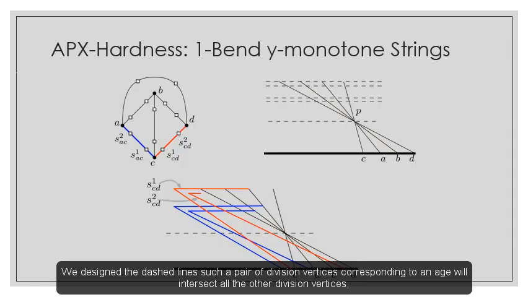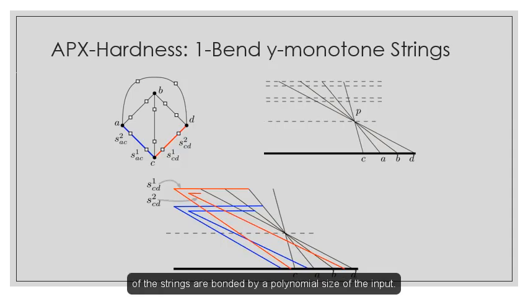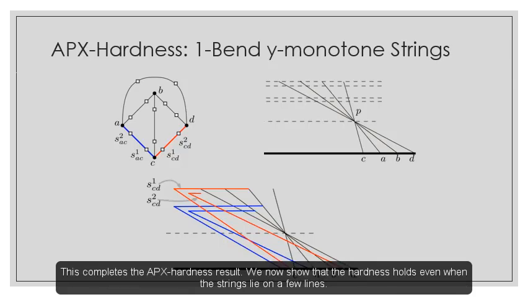We design the dashed lines such that a pair of division vertices corresponding to an edge will intersect all the other division vertices. And finally, we show that the coordinates of all the bends and endpoints of the strings are bounded by a polynomial in the size of the input. This completes the APX-hardness result.